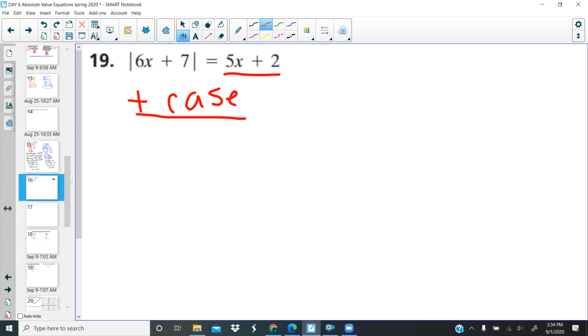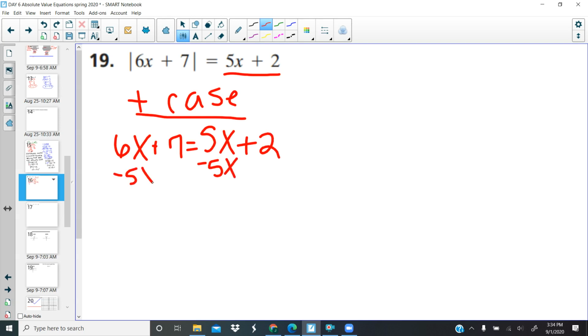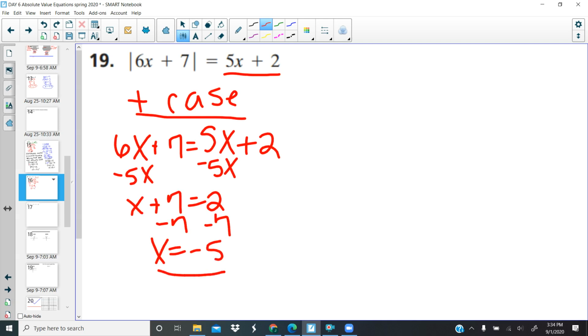So for the positive case, I'm just going to get rid of the brackets and have 6x plus 7 equals 5x plus 2. And so then I would solve it just like a normal equation. So I'm going to subtract the 5x to the other side and get x plus 7 equals 2. And then I'm going to subtract my 7. So I would get x equals negative 5. And that would be my positive case answer.